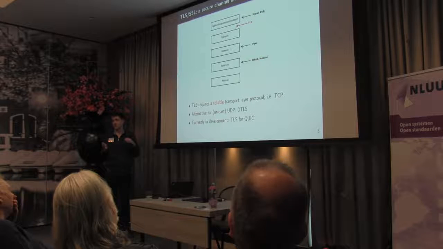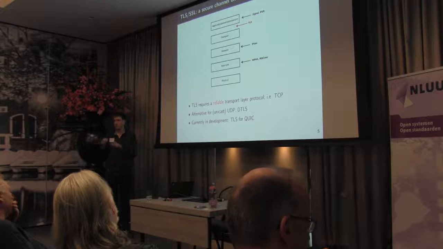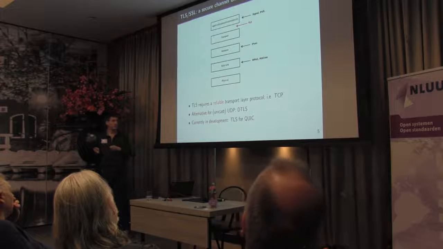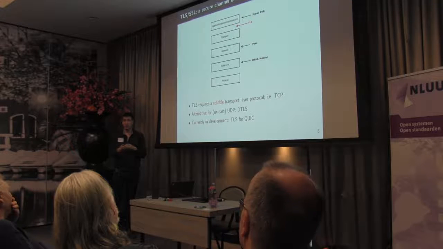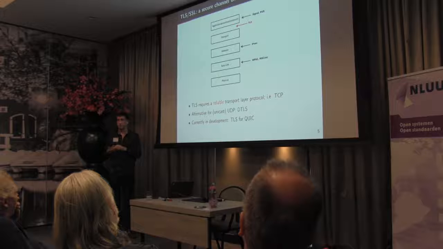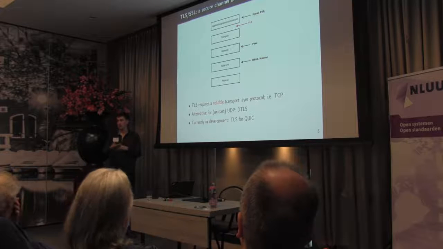There's also a variation that could be used for UDP that has some different properties, called DTLS. That one, for example, allows messages to be reordered or to be dropped. And currently, the people working on the development of the QUIC protocol are also incorporating TLS inside of that reliable transport protocol.